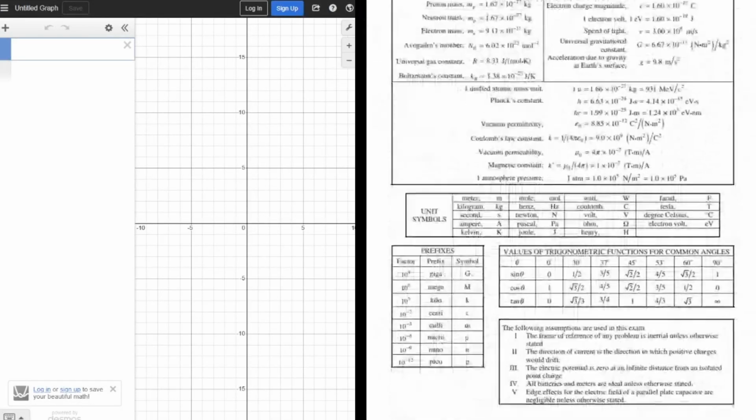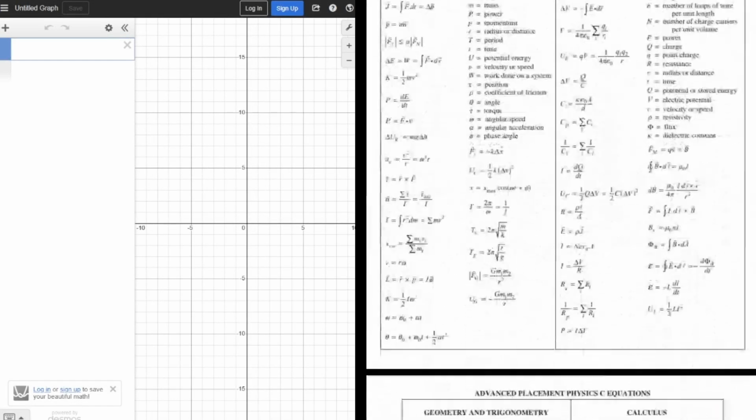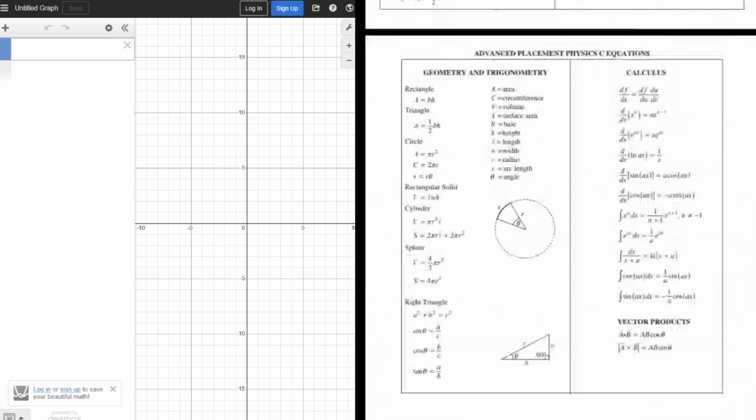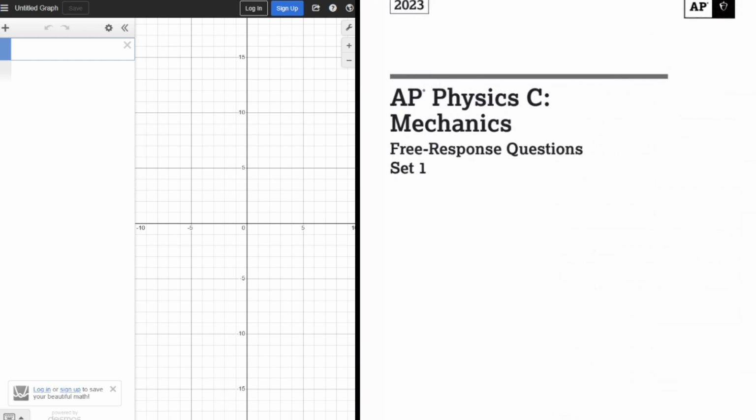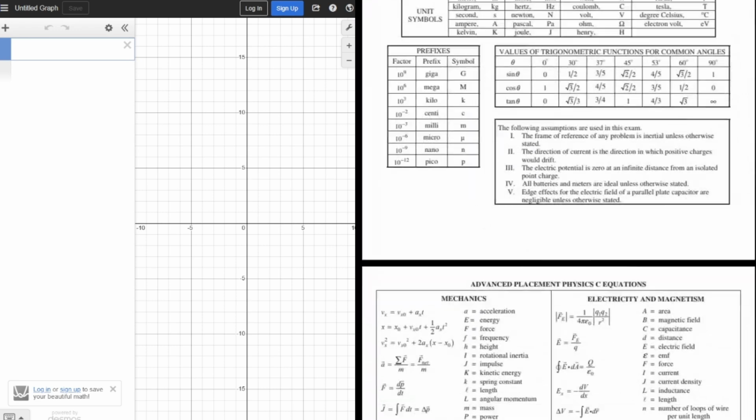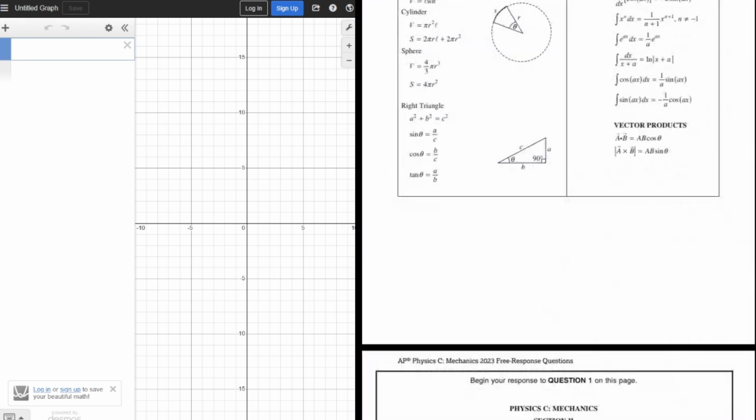All right, hello everyone, and welcome back to another AP Physics C Mechanics free response walkthrough. Today we're going to do the 2023 set 1. So let's just get into it. Let's look at these questions.